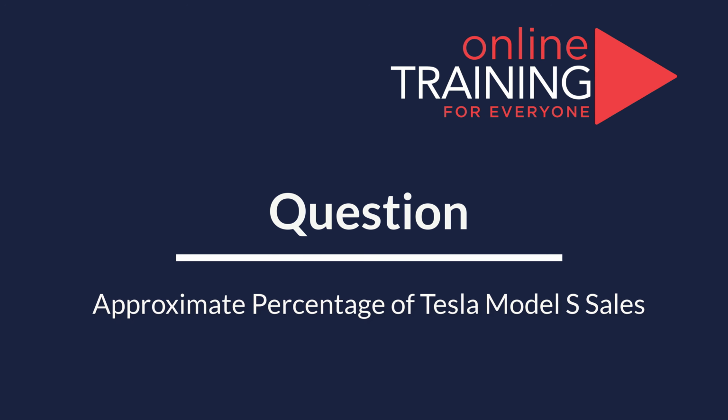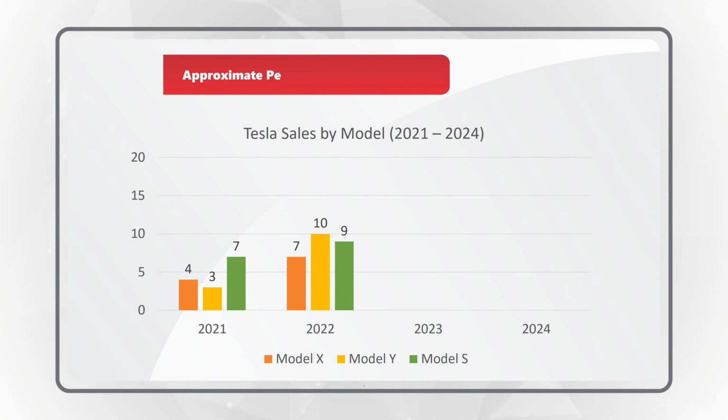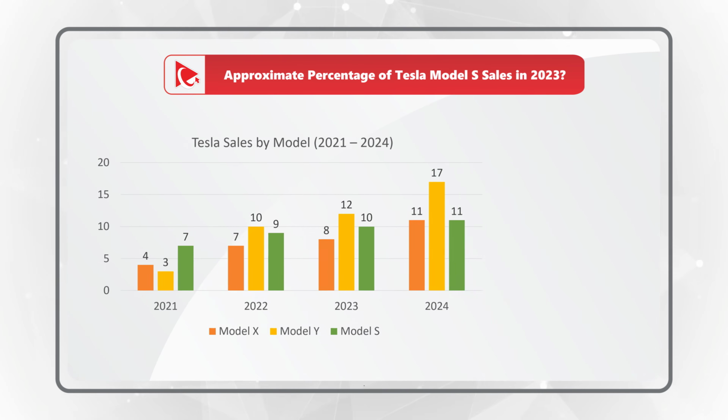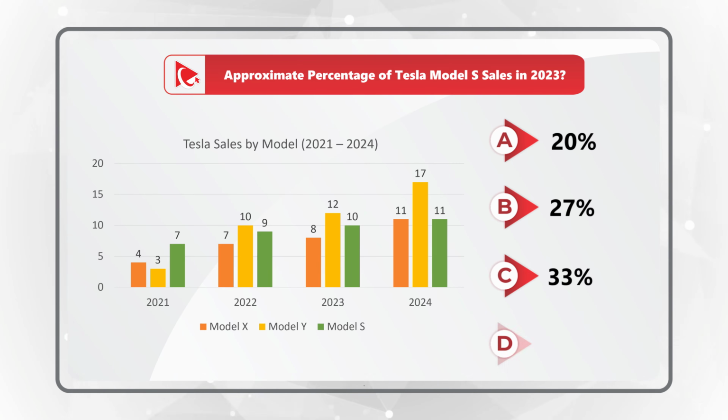And now, I think is an excellent time for you to try your skills to see if you can solve the challenge. You need to determine approximate percentage of Tesla Model S sales in 2023. You're presented with the chart that shows sales by model between period of 2021 and 2024, and you have 4 different choices. Choice A, 20%, choice B, 27%, choice C, 33%, and then choice D, 40%.